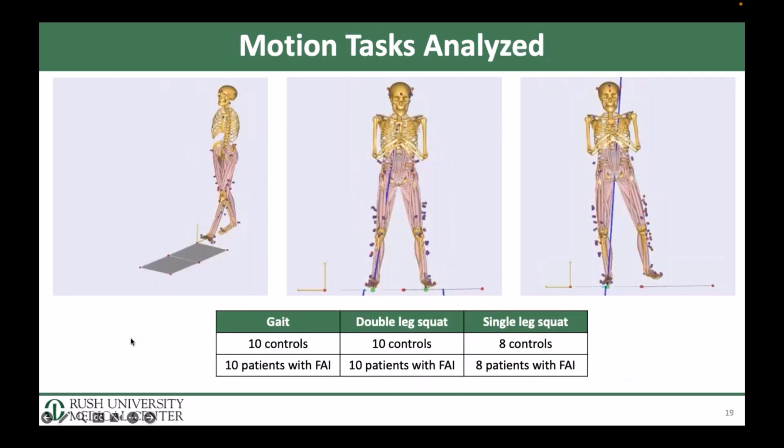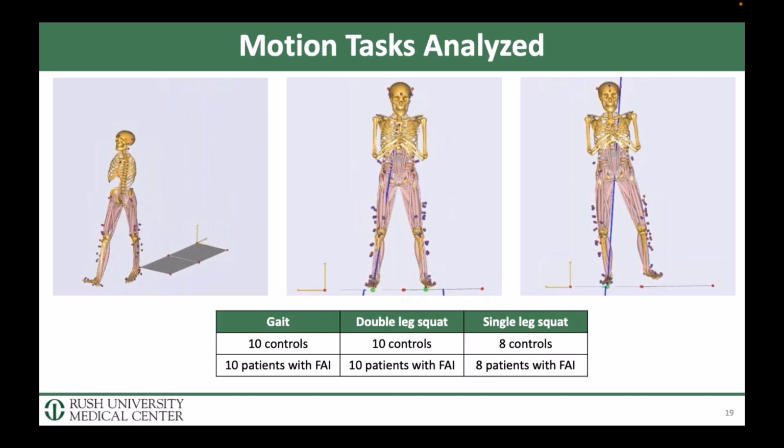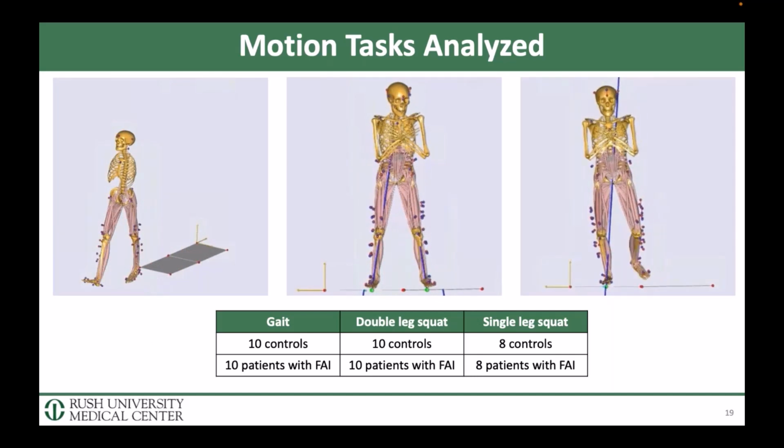Okay, so I mentioned a few slides ago that we analyzed 3 different motion tasks: gait, double leg squat, and single leg squat. Now I would actually like to show you how these tasks look in the AnyBody interface. So you can see gait, you can see double leg squat, and you can also see single leg squat.